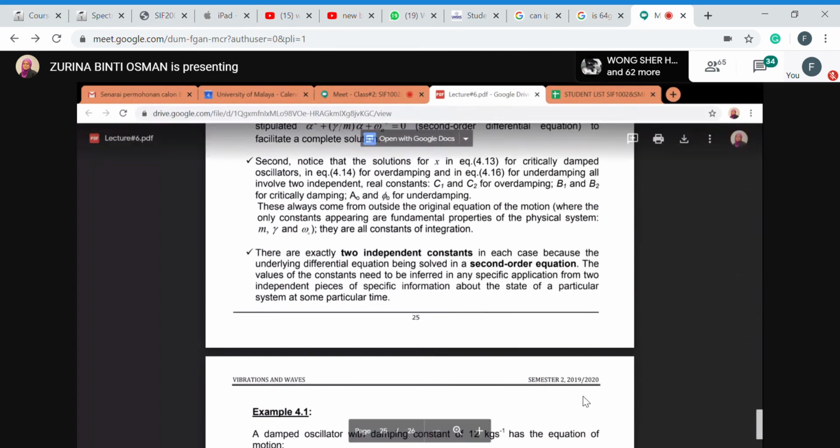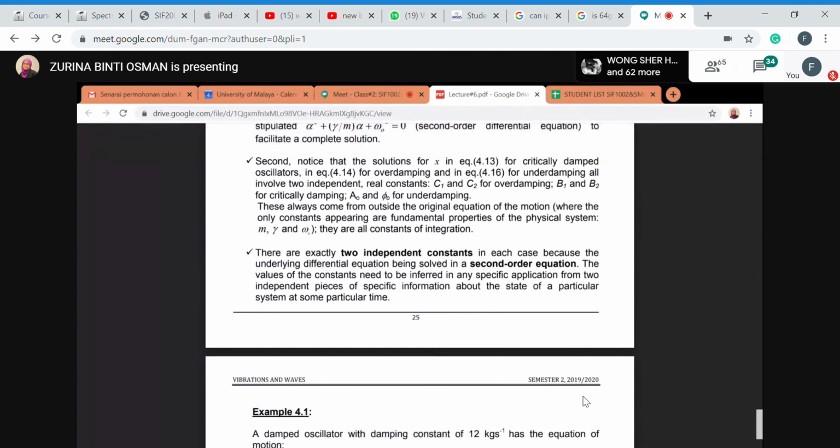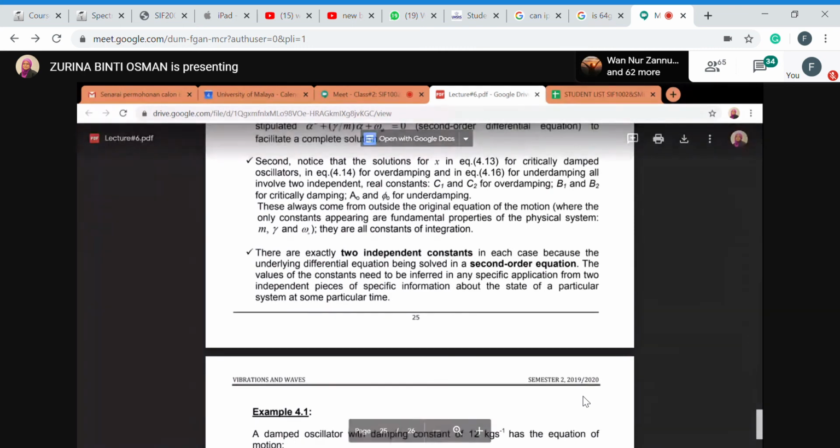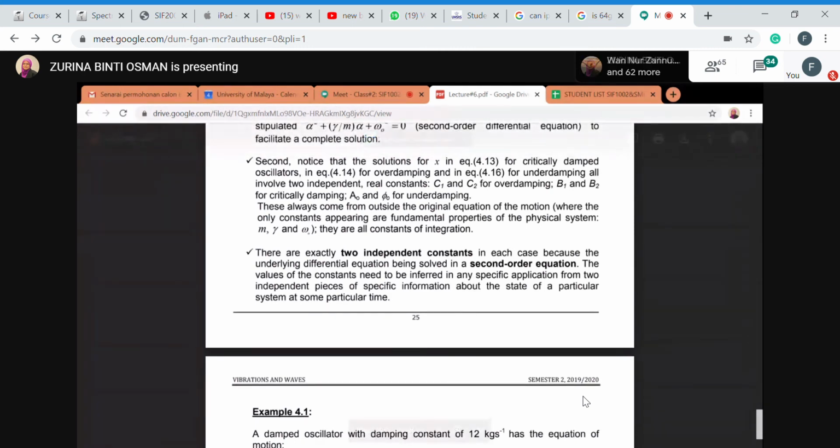The values of the constants need to be inferred, in any specific application, from two independent pieces of specific information about the state of the particular system at some particular time, which is the initial condition given, as you have done in the example of simple harmonic motion, where you have to find the value of A, the value of omega, and also the value of phi naught. Those three constants we can determine using the initial conditions given by the problem.